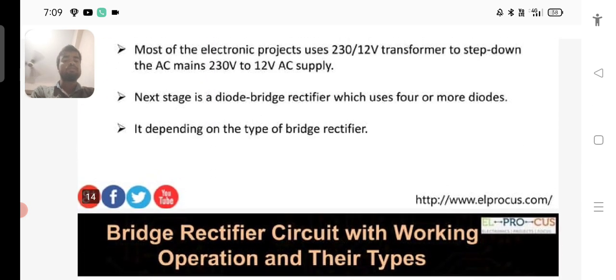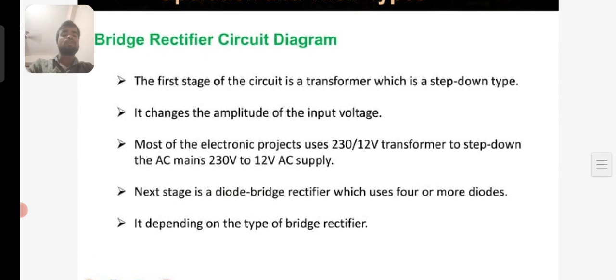Bridge rectifier circuit diagram. The first stage of the circuit is a transformer, which is a step-down type. It changes the amplitude of the input voltage. Most electronic projects use a 230 to 12V transformer to step down the AC, meaning 230V to 12V AC supply. The next stage is a diode bridge rectifier, which uses 4 or more diodes depending on the type of bridge rectifier.